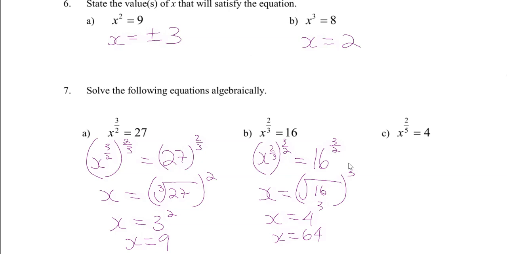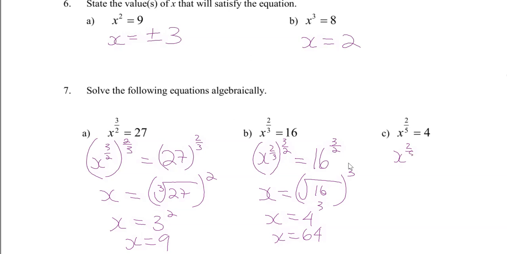Okay, so we raise both sides to the reciprocal exponent, which in this case is 3 over 2. The left side just becomes x, because 2/3 times 3 halves is 6 over 6, which is 1. The right side becomes the square root of 16, which is 4 cubed, which is 64.